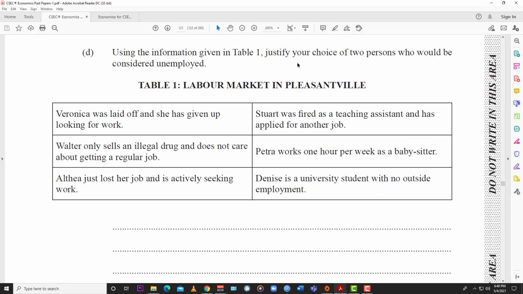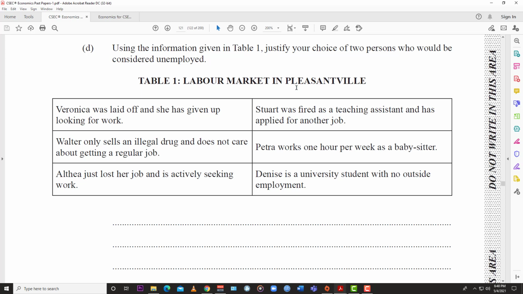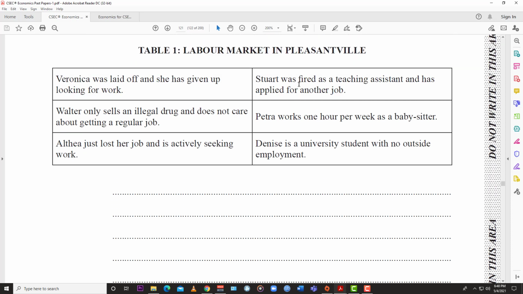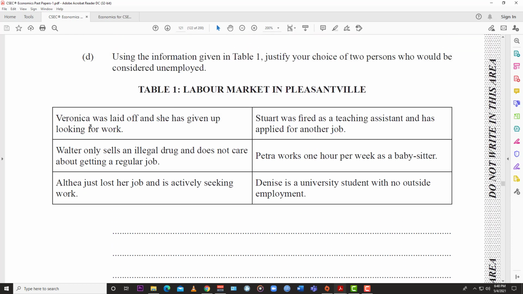Using the information given in table 1, justify your choice of 2 persons who would be considered unemployed. So let's go. How many marks for this one here? It's 5 marks. Okay, let's go. Veronica was laid off and she has given up looking for work. Walter only sells an illegal drug and does not care about getting a regular job. Althea just lost her job and is actively seeking work. Stuart was fired as a teaching assistant and has applied for another job. Petra works 1 hour per week as a babysitter. Denise is a university student with no outside employment. Answer this: using the information, justify your choice of 2 persons who would be considered unemployed.